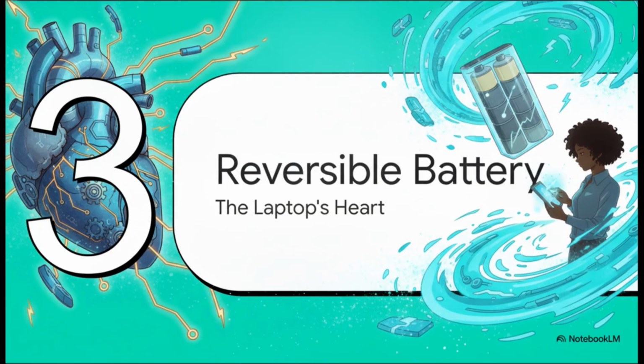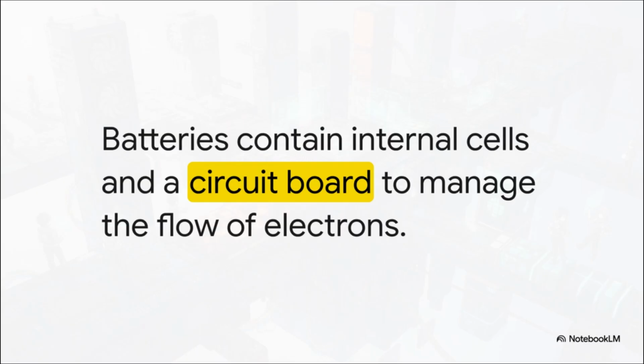Okay, let's get into Section 3, the reversible battery engine. Now, unlike those simple disposable alkaline batteries you've got in your TV remote, a laptop battery is a highly complex powerhouse. It actually contains multiple internal cells all packed tightly together, and get this, it has its very own printed circuit board. This board is absolutely vital. Why? Because it precisely manages this massive, constant flow of electrons. It's constantly chatting with that ACPI system we just talked about to monitor battery health and overall charge levels.